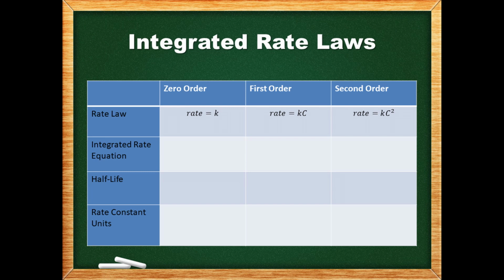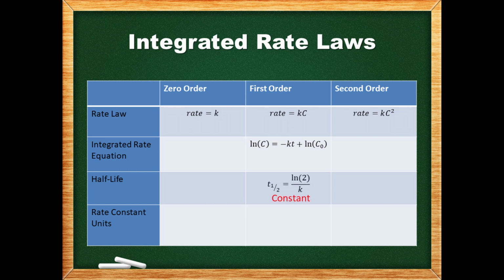Let's take a look at the first order reaction. The rate is proportional to a reactant concentration to the power of 1. For the first order integrated rate equation, we have the natural log of the concentration is equal to the negative of the rate constant multiplied by time plus the natural log of the initial concentration. The half-life of a reaction is the time it takes for 1/2 of a reactant to be consumed in a chemical reaction.